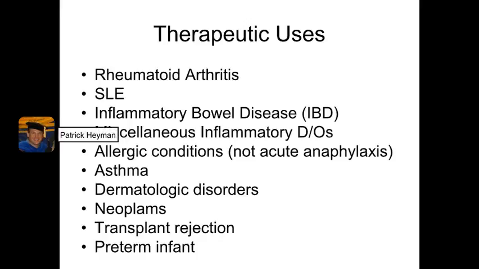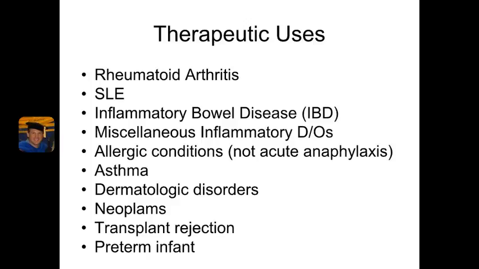Some of the therapeutic uses for steroids include rheumatoid arthritis, systemic lupus erythematosus, inflammatory bowel disease such as Crohn's disease or ulcerative colitis, miscellaneous inflammatory disorders. So if there's inflammation involved, you can use steroids for it. Allergic conditions, but not acute anaphylaxis, because the patient will die while they're waiting for the steroid to kick in. Asthma, dermatologic disorders. So basically any rash.